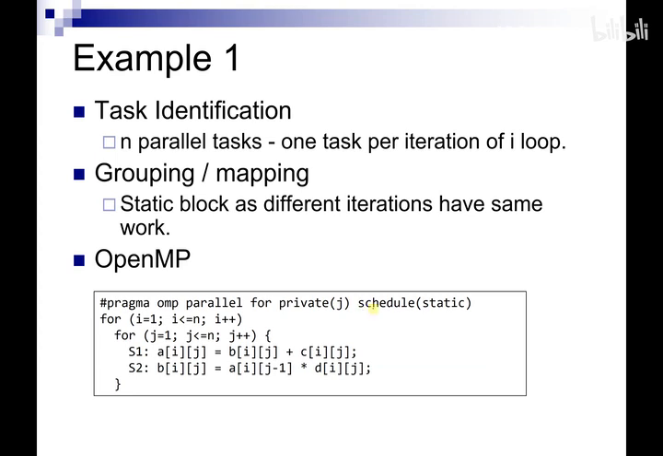Okay, we're going to use a static schedule here. That's basically going to give the same number of I iterations to each processor. It's going to give n divided by p to each processor.